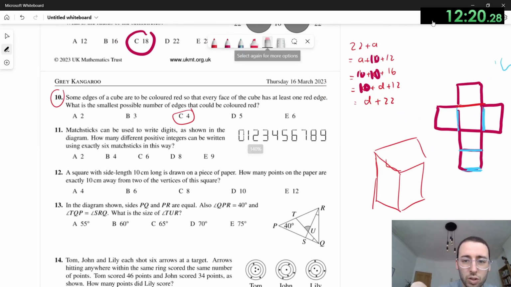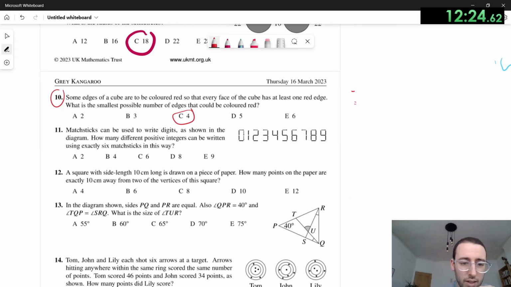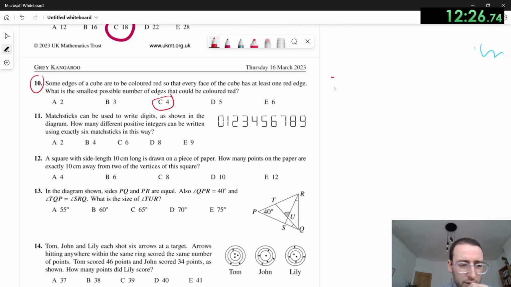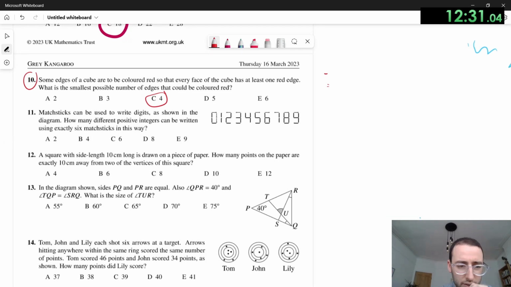Matchsticks can be used to write digits. As shown, how many different positive integers can be written using exactly 6 matchsticks? How many different positive integers? 6 matchsticks. Okay, can't be any 8s. That's too many. Everything else is fine. How many different, correct?